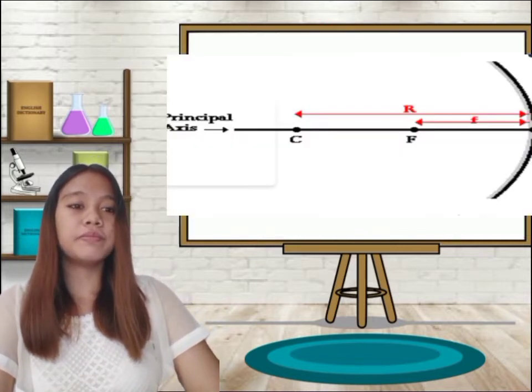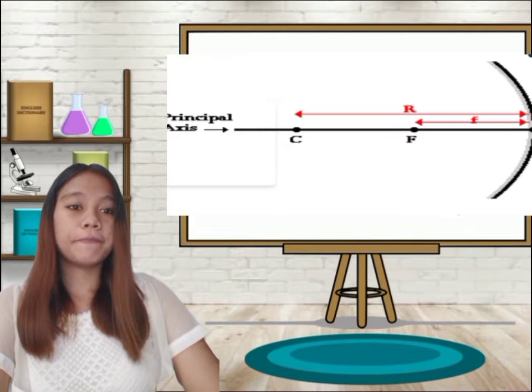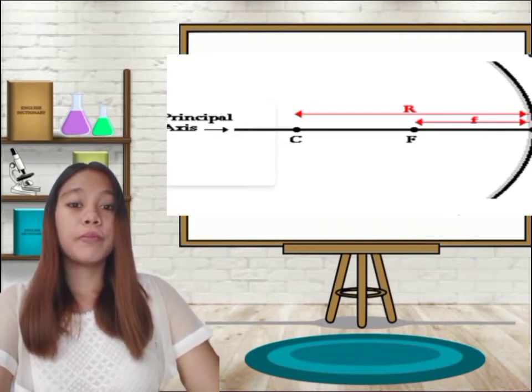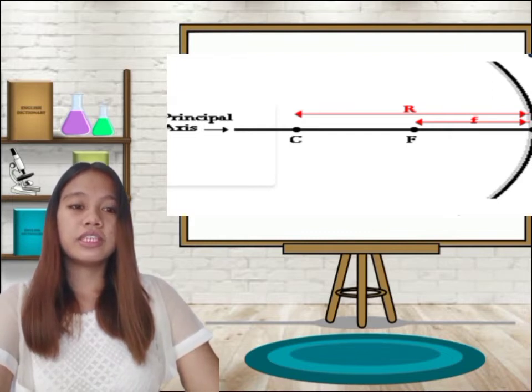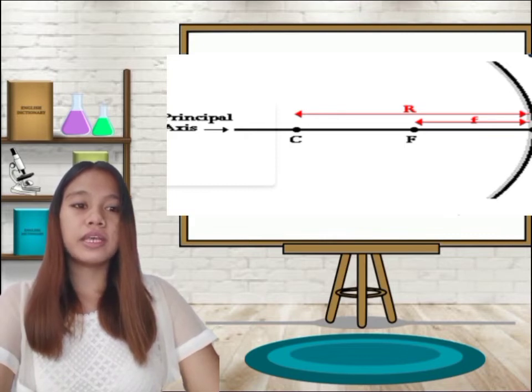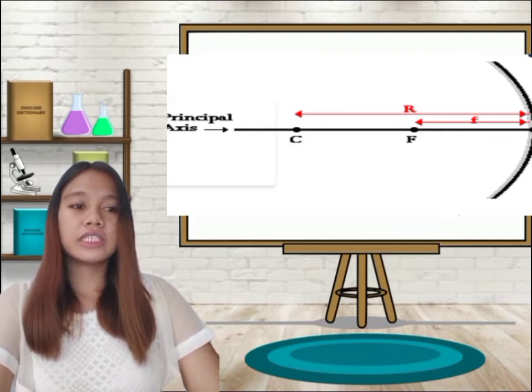So you can see in the picture, there's the graphical method composing the important points. The principal axis is the straight line that contains the three important points that I have mentioned earlier. So the center of curvature is on the left side of your screen, and the focus is between the center of curvature and the vertex. The vertex is the center of the curved mirror.